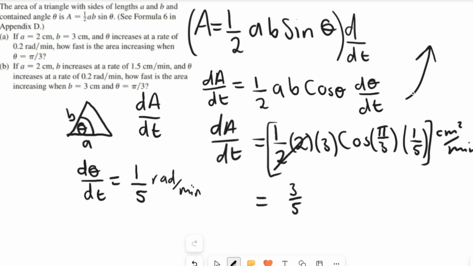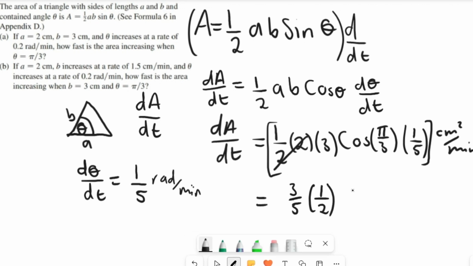That's how you find trigonometric values of simple angles like pi over 3, pi over 2, pi over 4, all of those. Now cos of pi over 3, according to that video, is just 1 over 2. So just write 1 over 2 here like this, and then you put centimeters squared per minute, and then you are done. You can simplify this and write it as the same as 3 over 10 centimeters squared per minute.